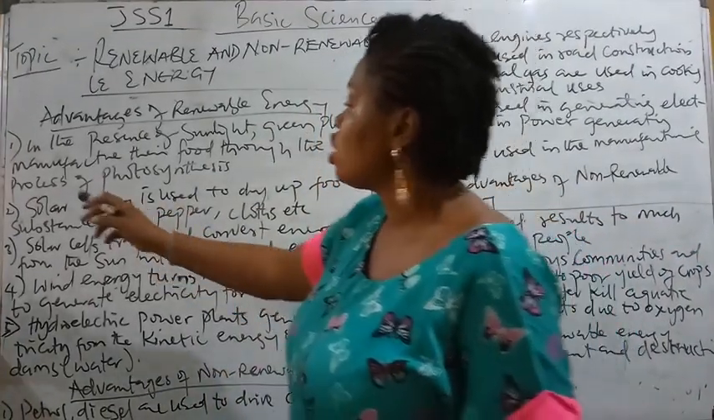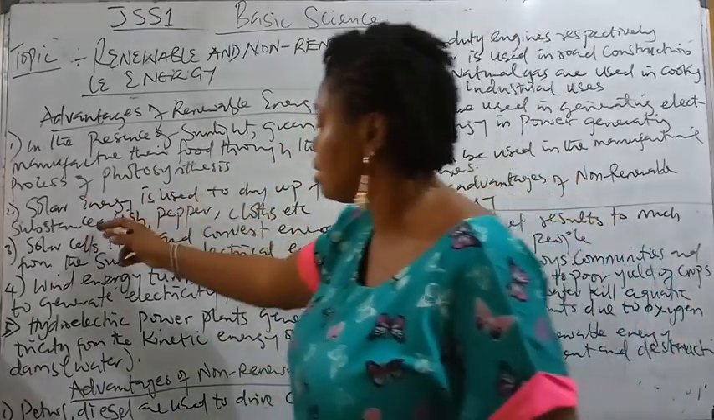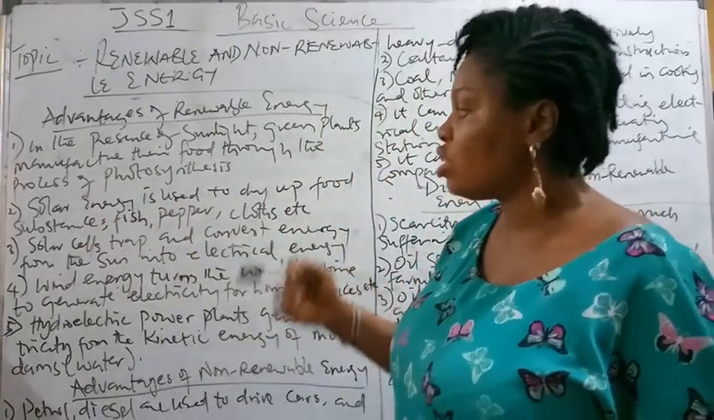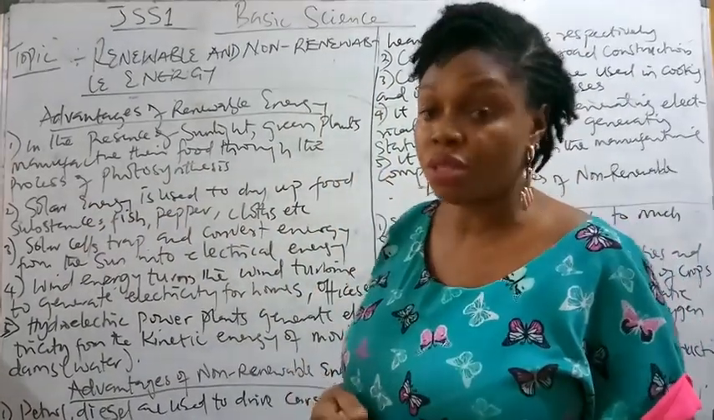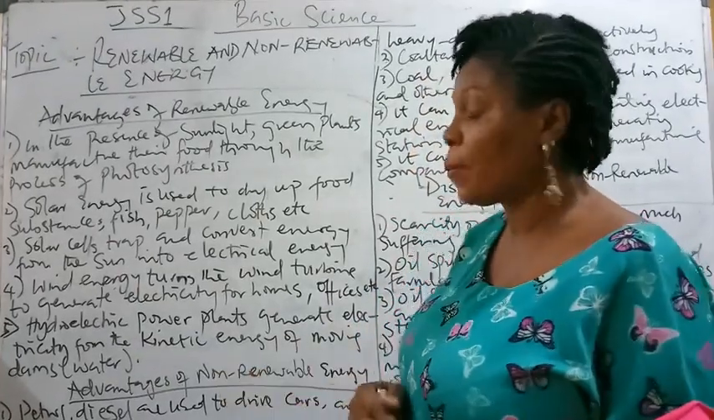Number two, solar energy is used to dry up food substances, fish, pepper, clothes, etc. In some areas, in some countries, they practically dry their food with solar energy.